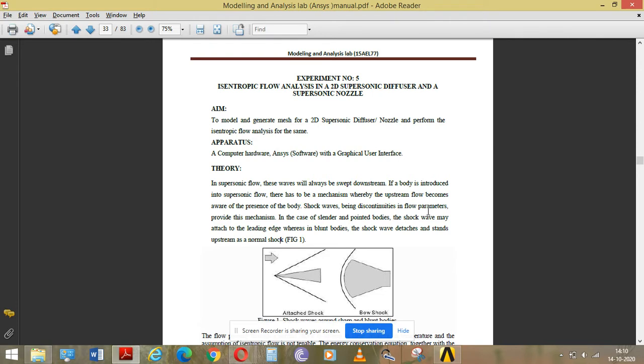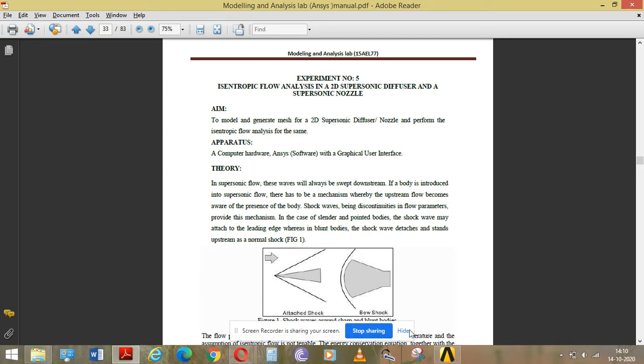So experiment 5 in our modeling and analysis lab: isentropic flow analysis in a 2D supersonic diffuser and supersonic nozzle. From gas dynamics that we have studied in 6M, we know how the flow behaves when the Mach numbers are changed. When the Mach number is less than 1, the behavior of the flow over bodies, or internally through passages, is different from when the flow Mach number is greater than 1.